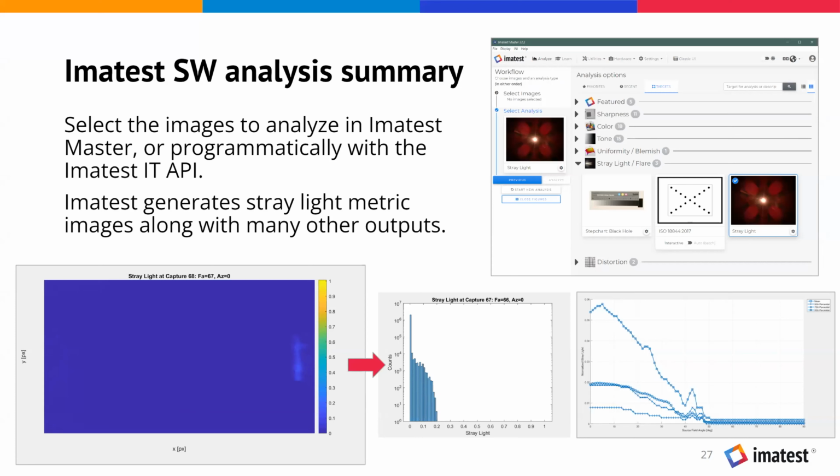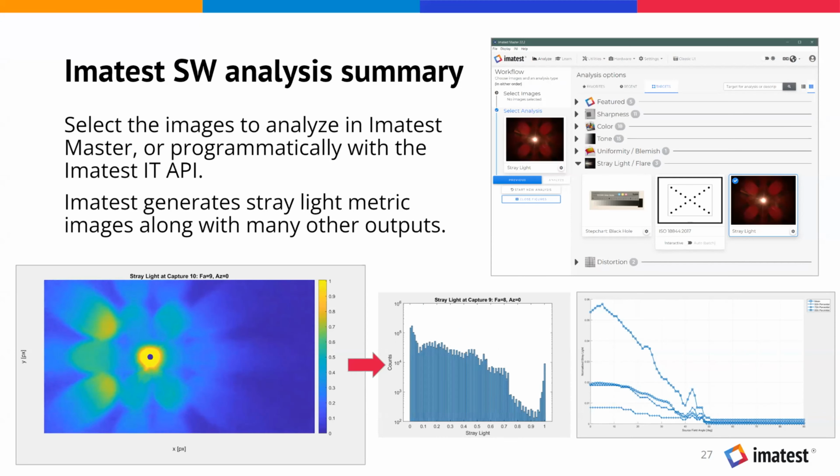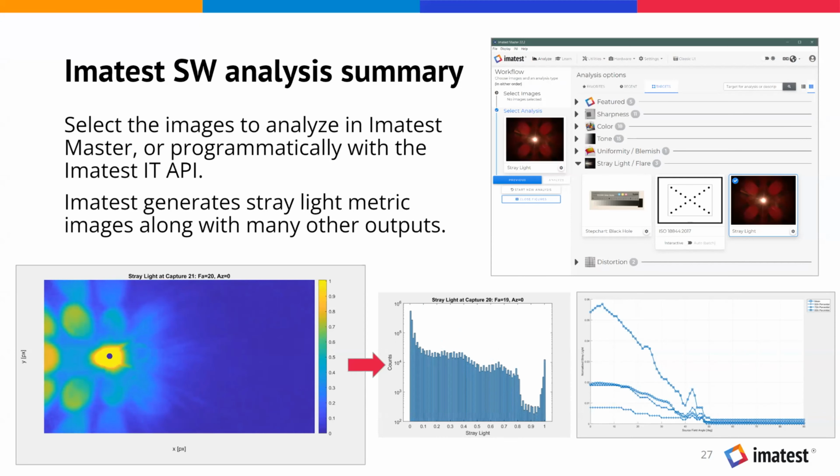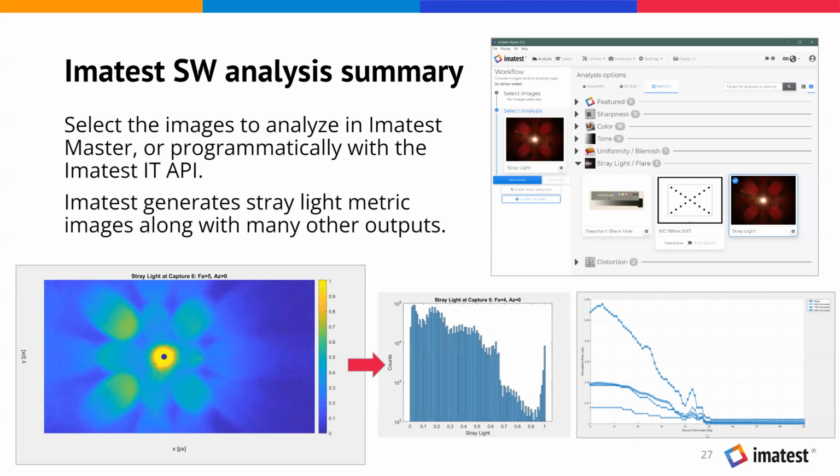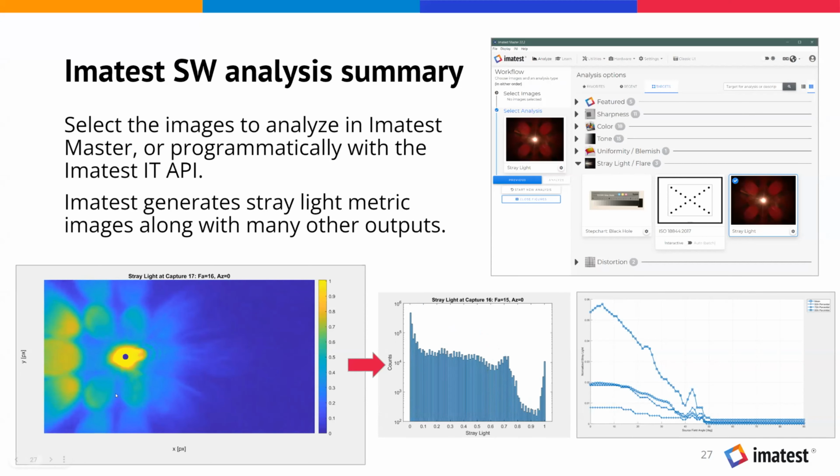So the workflow is pretty simple. You capture those images that we talked about, and then you can select them in Imatest, or using Imatest IT, the API, and that will generate the stray light metric image outputs along with a bunch of other supplementary outputs. So the main output of the analysis are the metric images. And then anything else, the plots, histograms, etc., those are derived from the metric images. But you'll gain the most insight by looking at the metric images themselves.